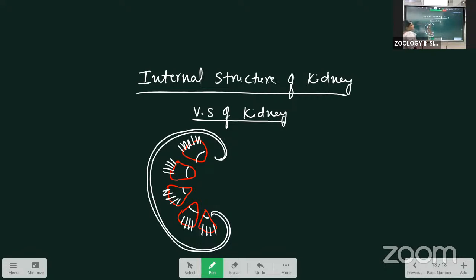Here, between the pyramids, the cortex enters inside. That we call the renal columns. Like this, they are present.